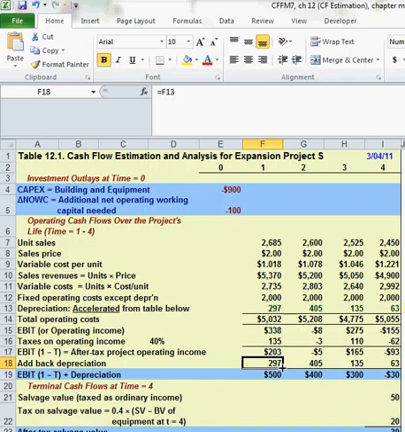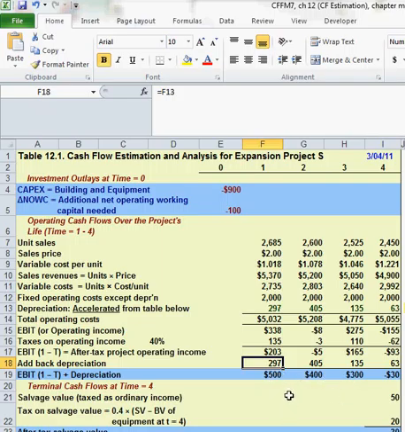And the reason that's added back in is because it's a non-cash expenditure. We do not write a check for depreciation. We count it both places. It's counted up here because without counting it up here, you cannot correctly calculate your taxes. But then we add it back in here. So then that gives us our cash flow. So we have the cash flow for all 4 years.